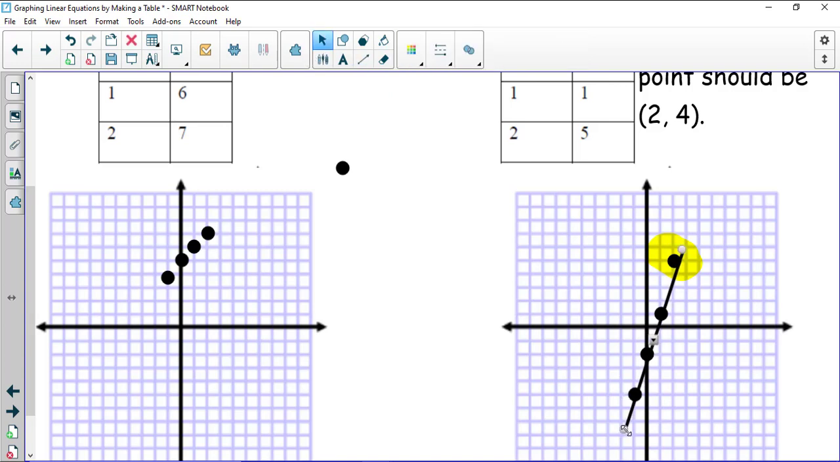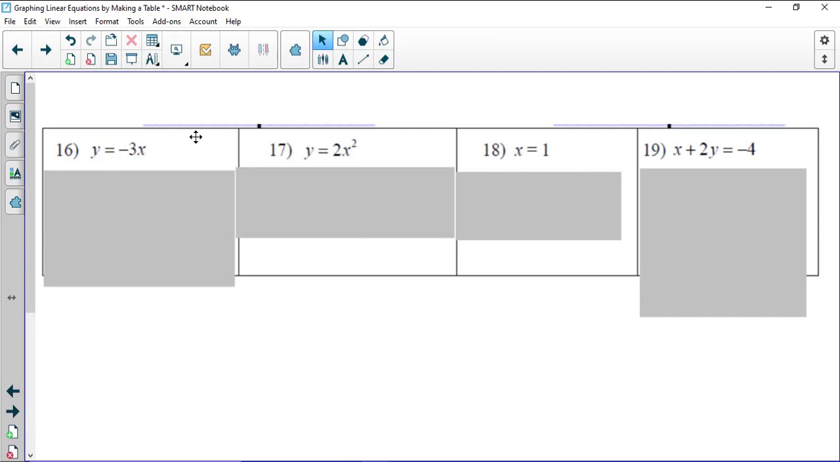Let me go to make that a little bit better. We can kind of see it just slightly off the line, but barely, which again is because it should be 1 unit down from where it is to be linear. All right, let's take a look at number 16 through 19.